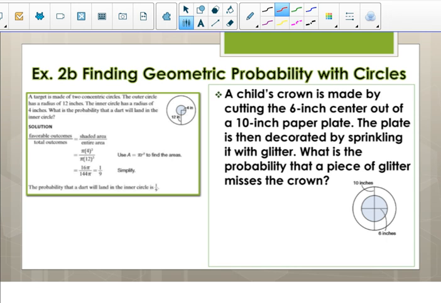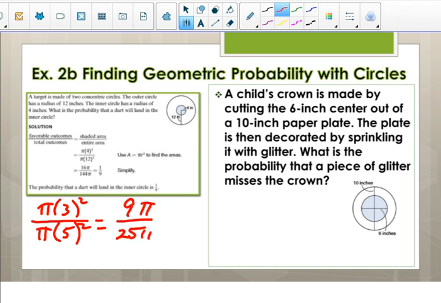So we're going to have the area of the inner part divided by the area of the outer part. So we need pi times radius squared of the blue part. So the radius is half of 6, which would be 3, divided by pi times the radius of the diameter of 10, so half of 10 would be 5 squared. So that would give us 9 pi divided by 25 pi. Pi's cancel out. That leaves you with a probability of 9 out of 25.